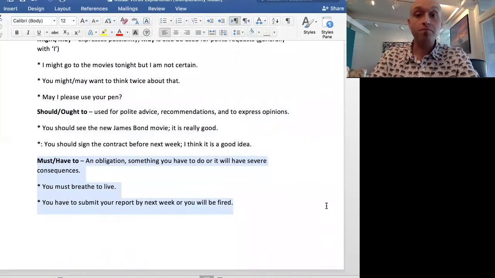Finally, we have must and have to. These represent an obligation, something that you must do, or it will have severe consequences or some kind of negative result. For example, you must breathe to live. If you don't breathe, you will not live. You have to submit your report by next week or you will be fired. So again, showing the extreme urgency and sense of importance that must and have to convey in the English language.